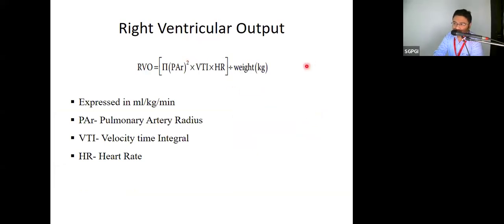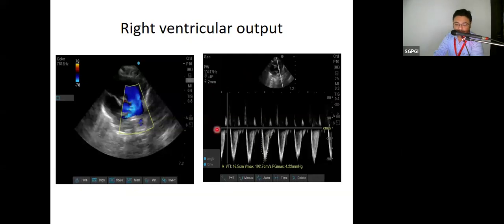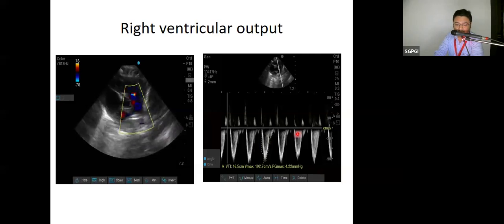This is the RVO, the right ventricular output, which is expressed in ml per kg per minute. This is the formula in which we take the pulmonary artery radius, the velocity time integral, and the heart rate of the baby, divided by the weight. So this is about the right ventricular output. Here, this shows the VTI, which is the velocity time integral.